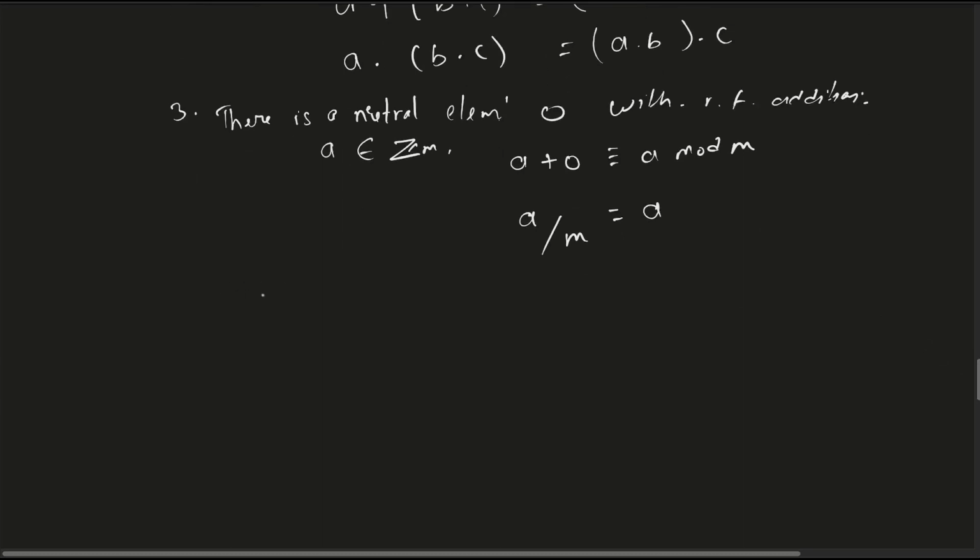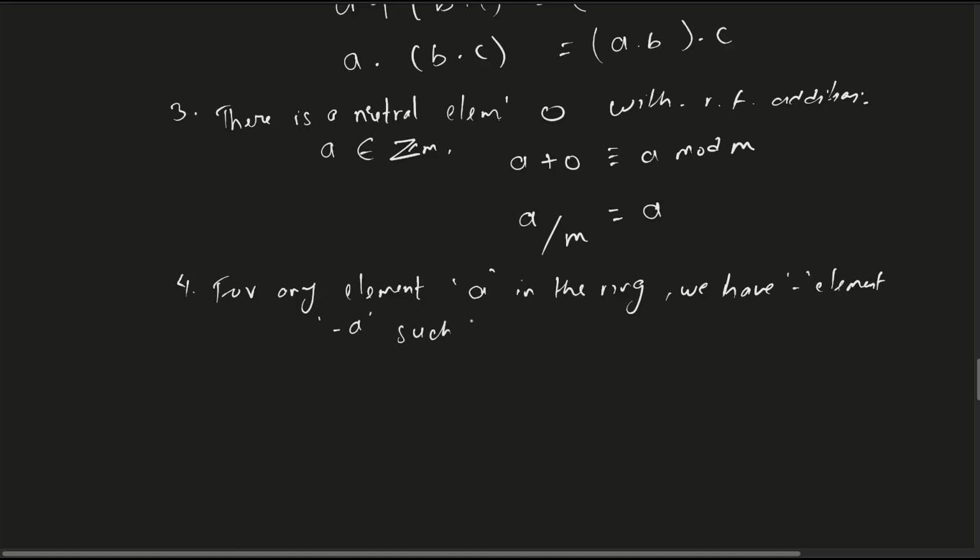Okay, let's look at another one. For any element A, let's assume A is in the ring, there is this negative element, let's call it the opposite of A, negative A, such that A plus negative A is going to be equivalent to 0 mod M.